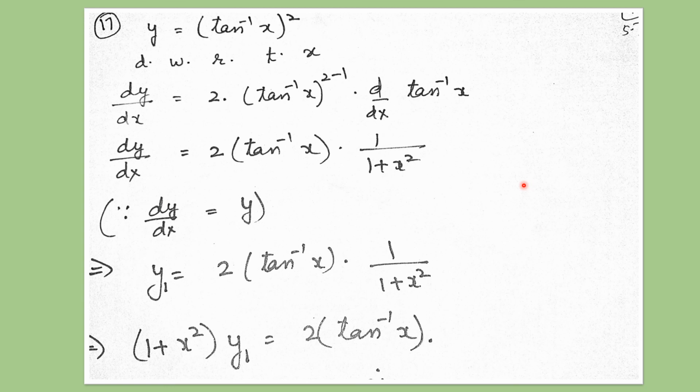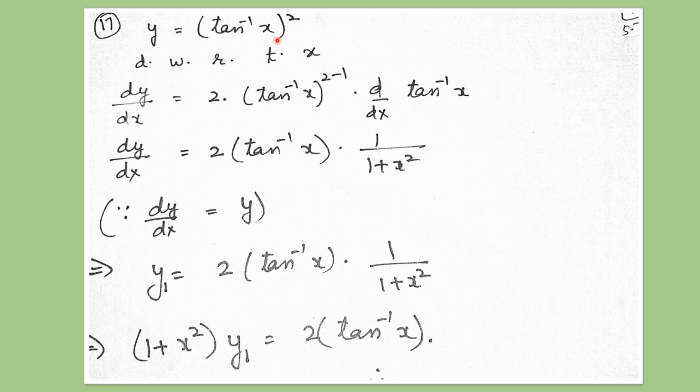Okay, now the last question is the 17th question. y is equal to tan inverse x whole square. This is given to you, and then you have to show that x square plus 1 whole square into y2 plus 2x times (x square plus 1) y1 is equal to 2. So please don't panic.